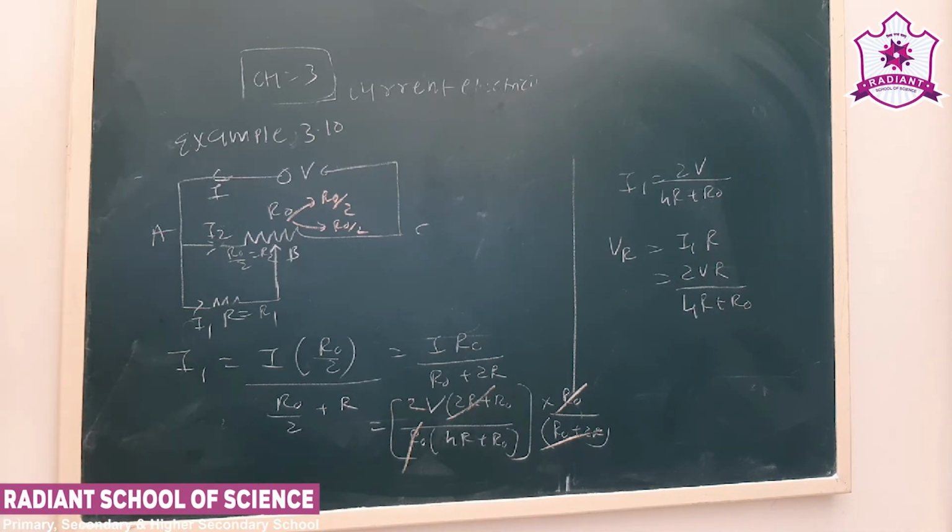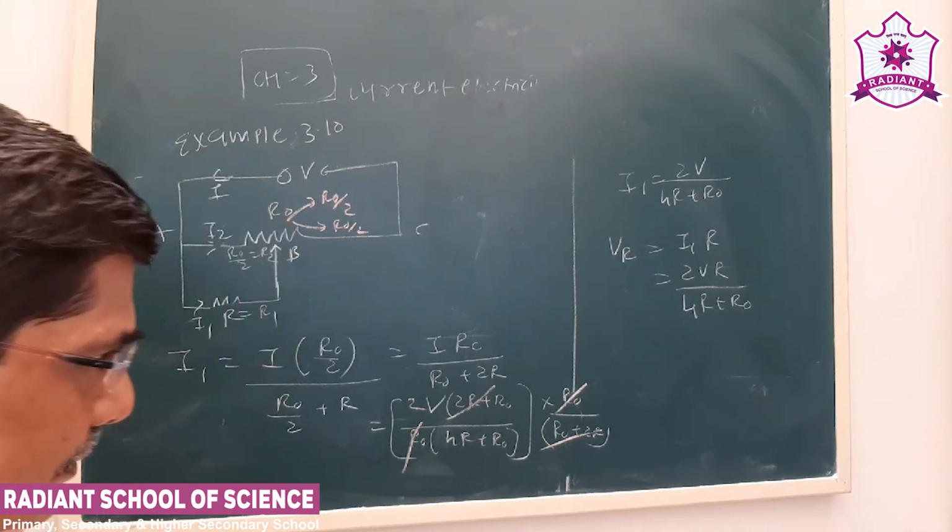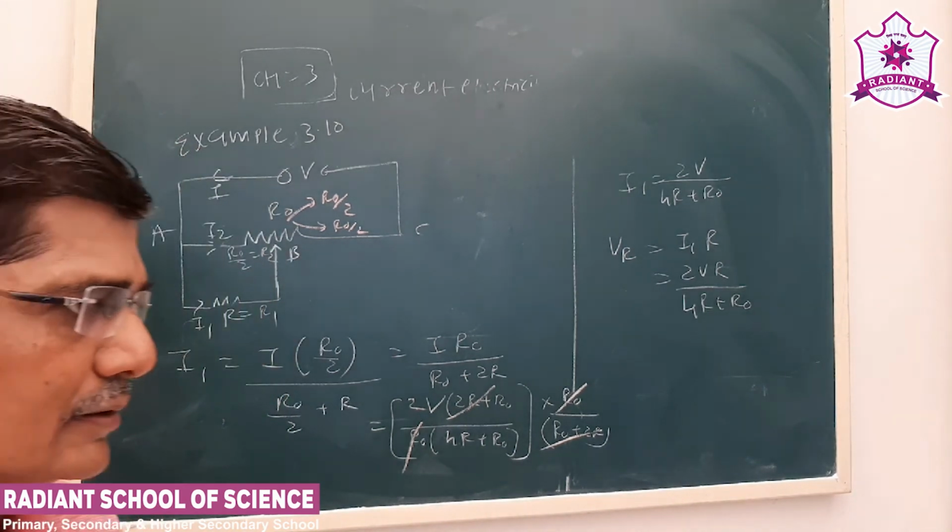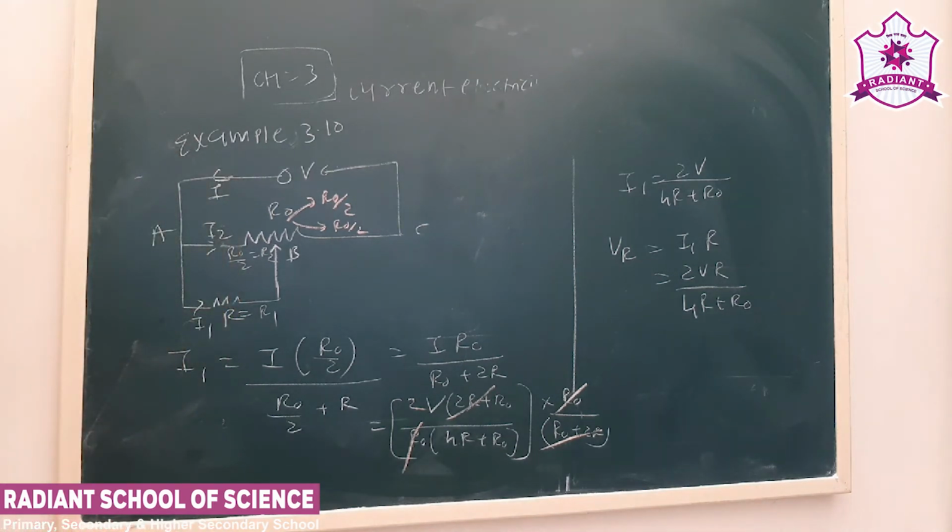Now this is about example 3.10. See, most of the example part we have covered well. Now next we proceed for the exercise numerical. Now we take exercise sum number 3.1.